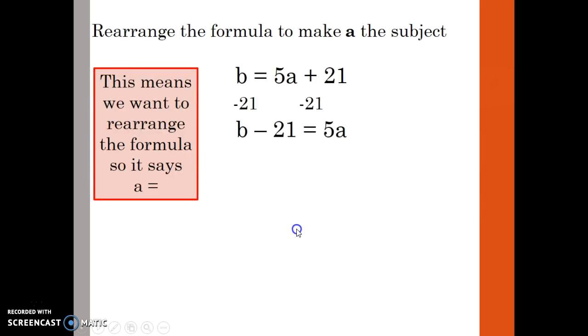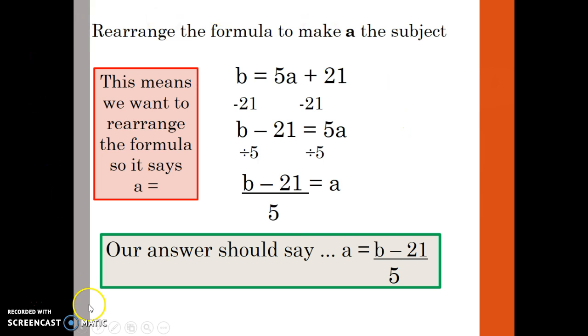So this is an example where multiple things have been used to work out the missing letter, or trying to rearrange it so we have the letter that we want as the subject. So in this case, A is wanted as a subject. So A needs to be alone on one side of the equation. In this case, it is on the right side. So we started with this equation, B equals 5A plus 21.